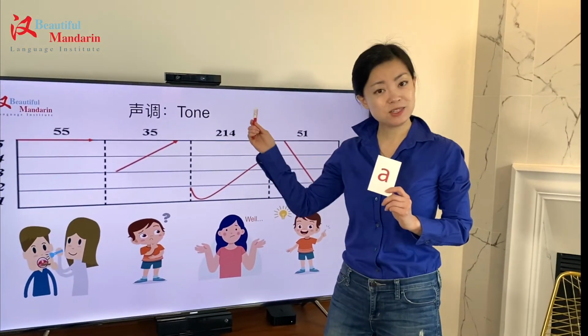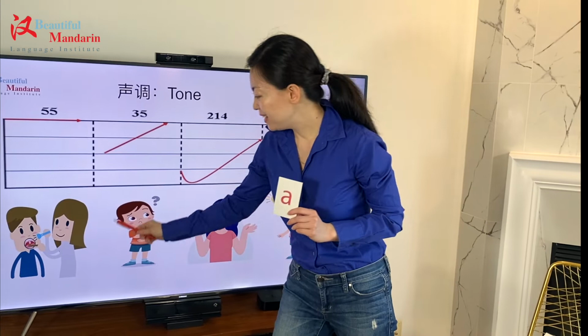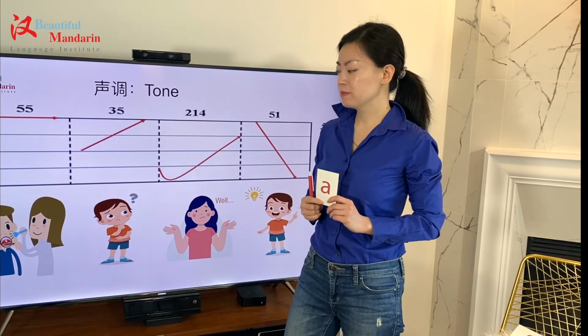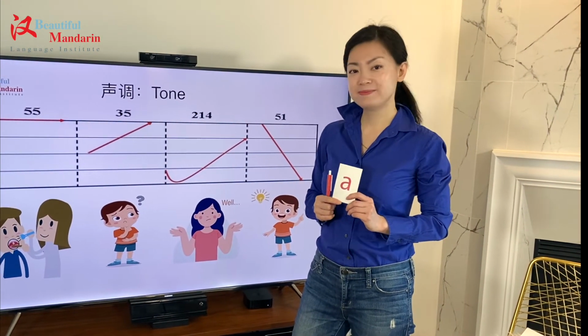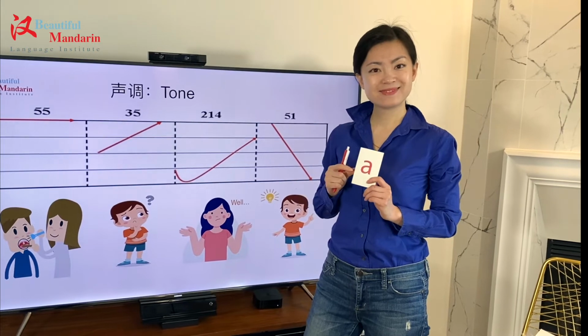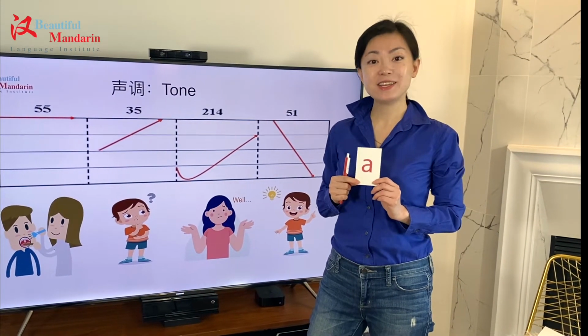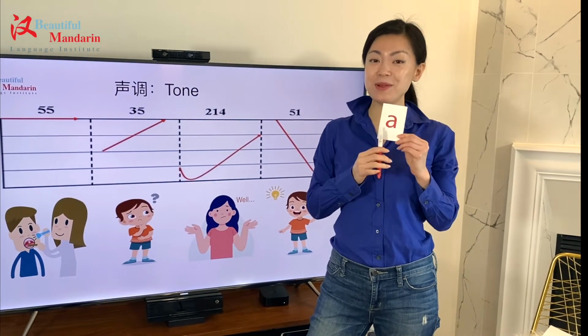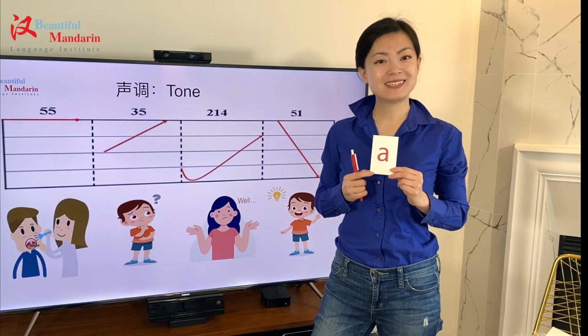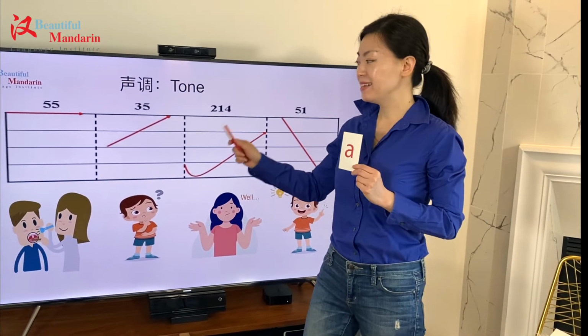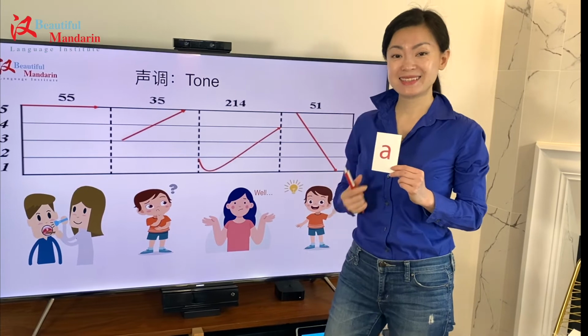What about the second tone? Like this boy. So second tone, like you have a question. If we practice with this letter, it's going to be ah, ah.